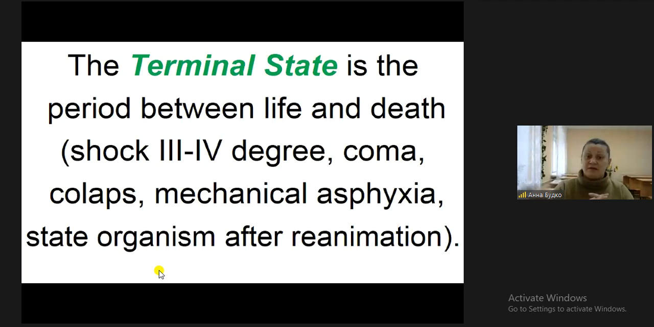This may be shock of 3 or 4 degree, coma, collapse, mechanical asphyxia, different types of mechanical asphyxia, such as hugging, drowning, a clench of the thorax, and other types. And my dear doctors, the state of the organism after reanimation, this period is named terminal state. I repeat, terminal state, this intravital period, which we like to call between life and death. In this period, in this state, man or woman, your patient has not died.